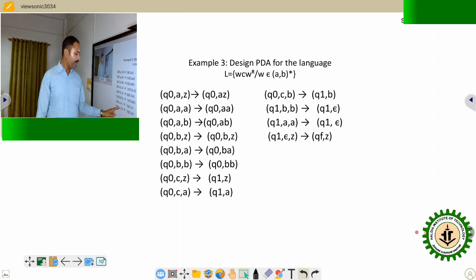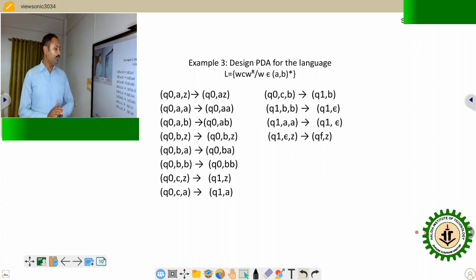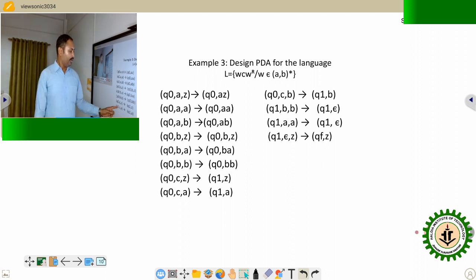the previously added symbol in the stack is A. So what can we do? We have to skip our transition, meaning no useful modification is there, no modification is there. We just leave C and go to a new state, from Q0 to Q1.